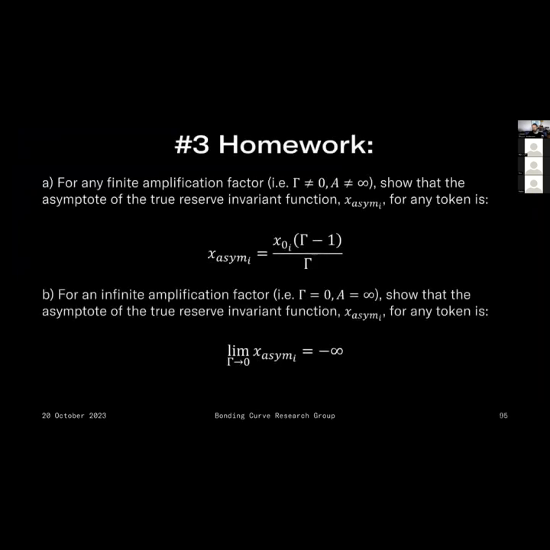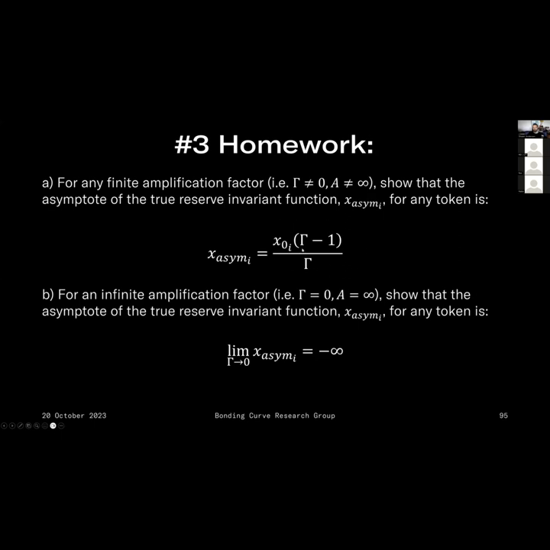So now we're coming up to the end of the lecture. And I want to issue a little bit more homework this time than on the last two, because I think there's a lot to digest here. These go in ascending order of difficulty, where the last one is especially challenging. The first one is just to show that for any finite amplification factor, the asymptote for any dimension is equal to whatever this x0 coordinate is for that same token, multiplied by (gamma minus 1) over gamma.